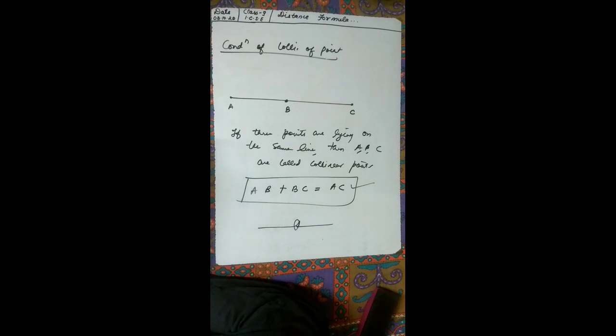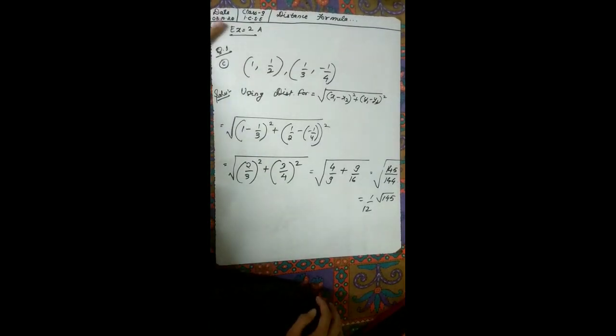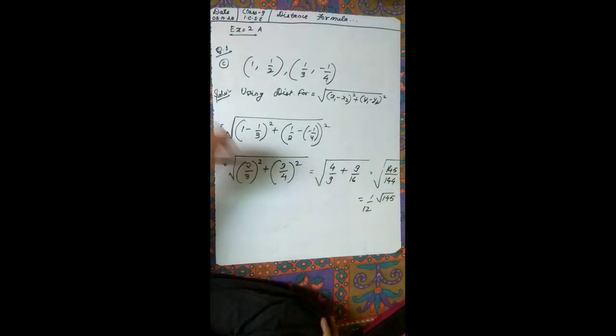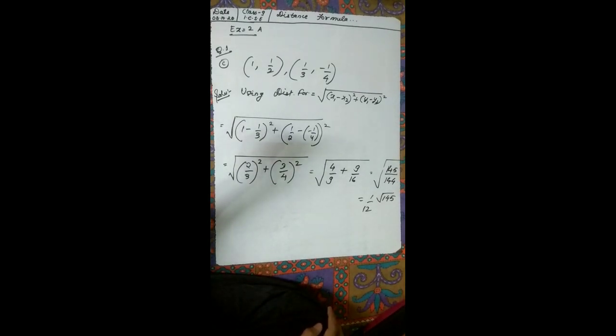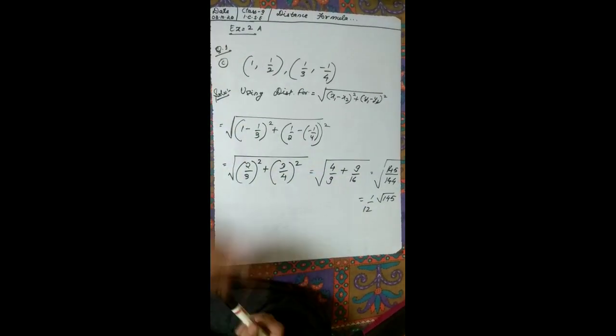Okay, all right. Exercise 2a, question number one, part C, I'm doing. I'm reading the question. Find the distance between the following pairs of points. Calculate correct to three significant figures. This means if you have an under root, then you have to calculate for three significant figures, after the decimal three numbers should be there.